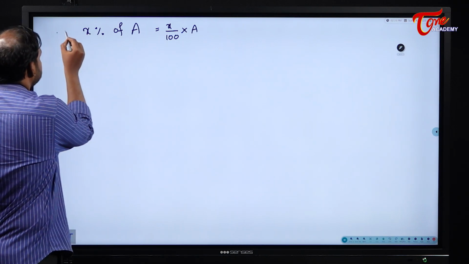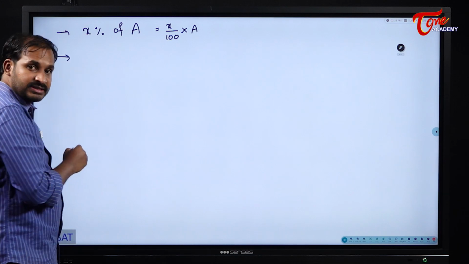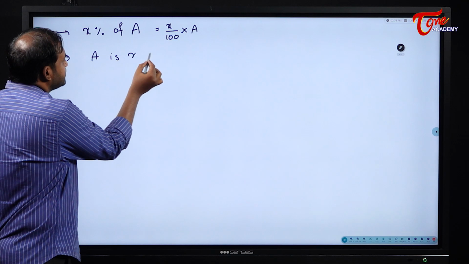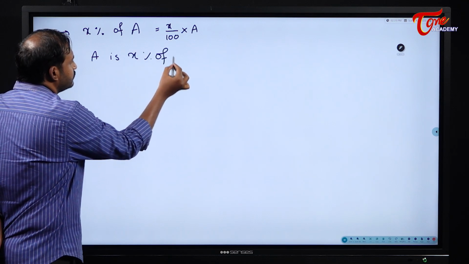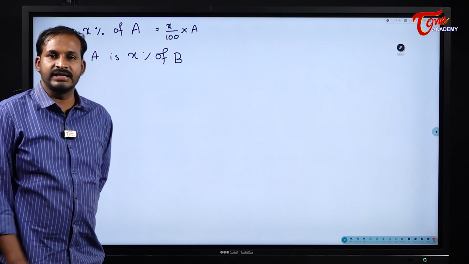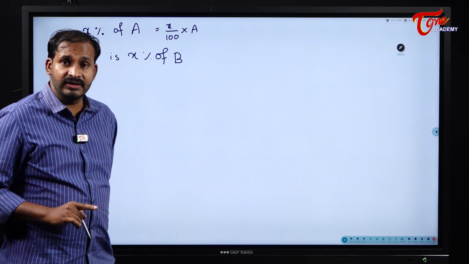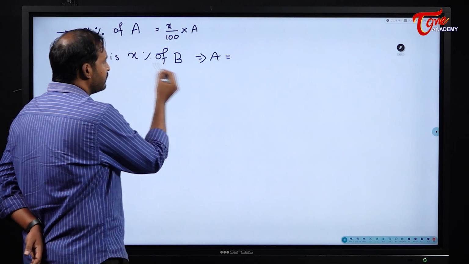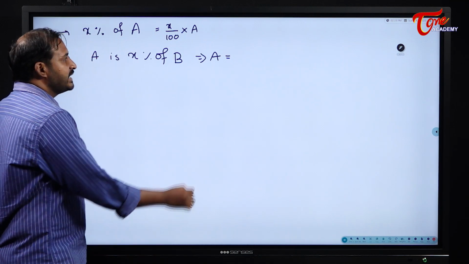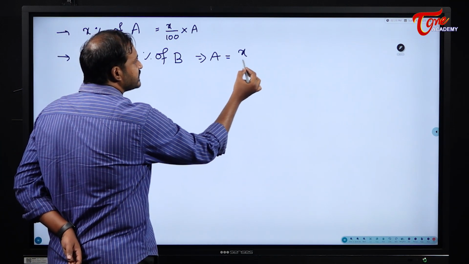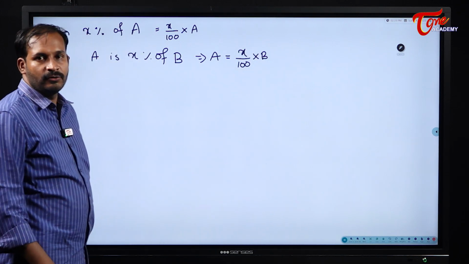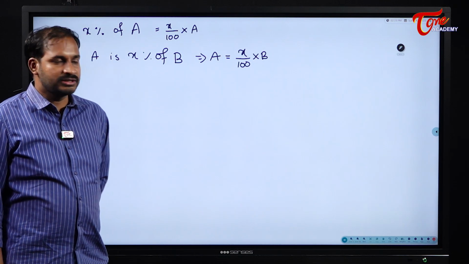Next one, see here students, A is X percentage of B. How are you going to write the relation between these two things? A is equal to X percentage of B, which means A is equal to X by 100 into B. Understood?